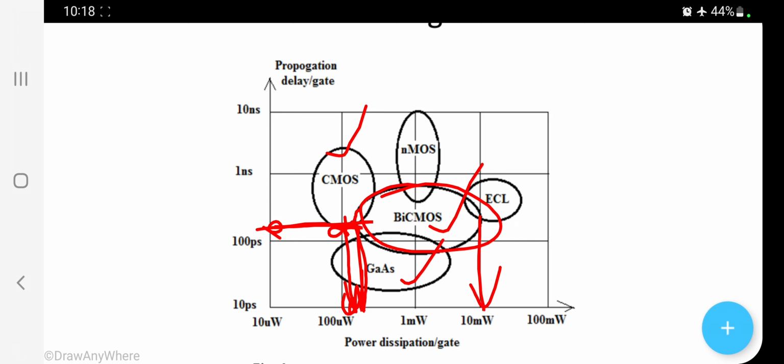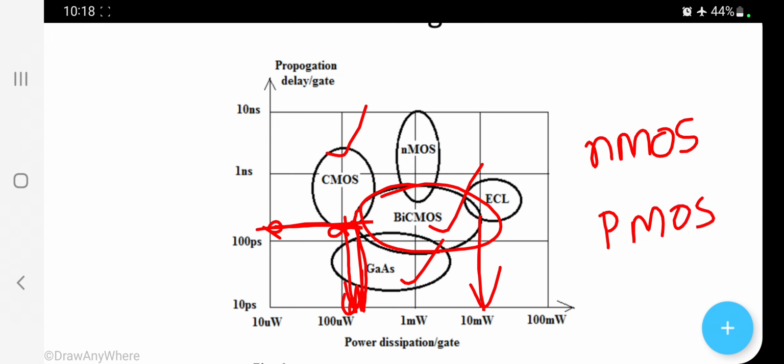NMOS technology means to implement a NAND gate or NOR gate using only NMOS transistors, with no PMOS transistors used; then it is called NMOS technology. If you use NMOS as well as PMOS transistors to design the gates, with the combination, then it is called CMOS technology. BiCMOS, I have just told. ECL also I have told, and gallium arsenide is a material itself instead of silicon.